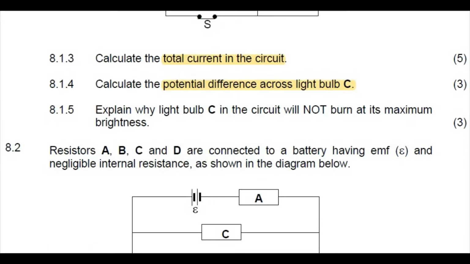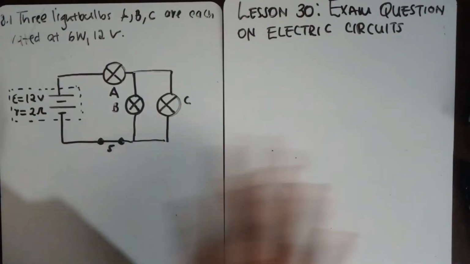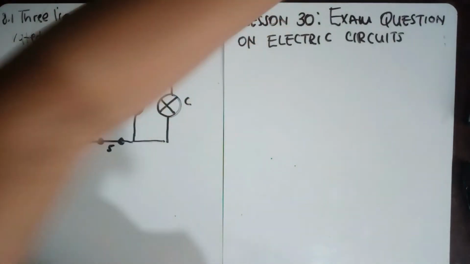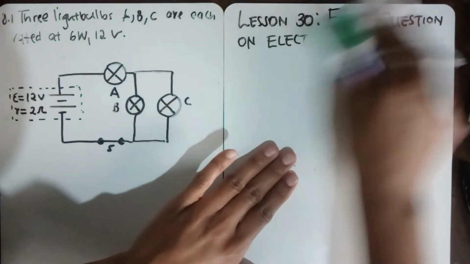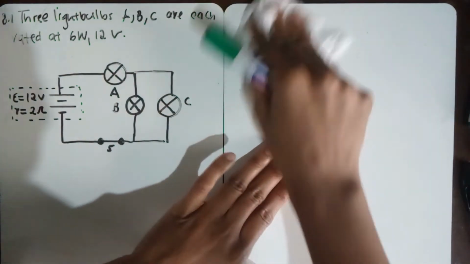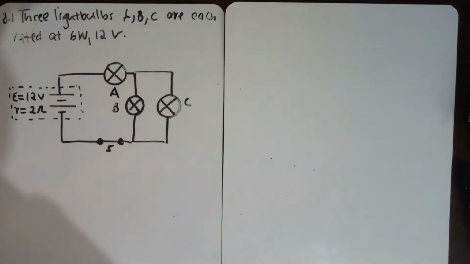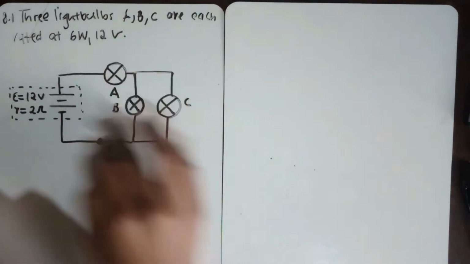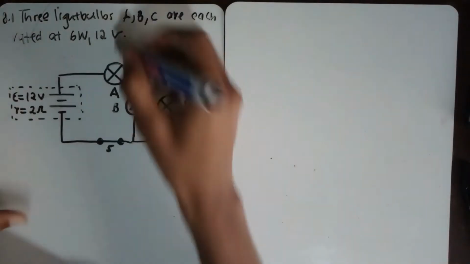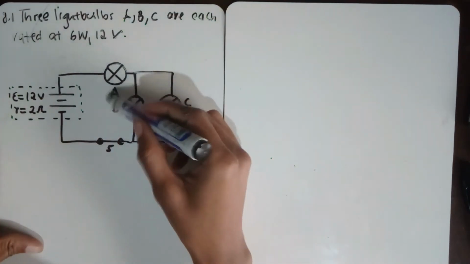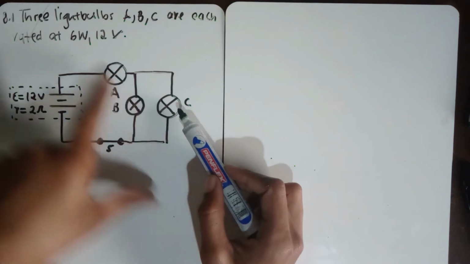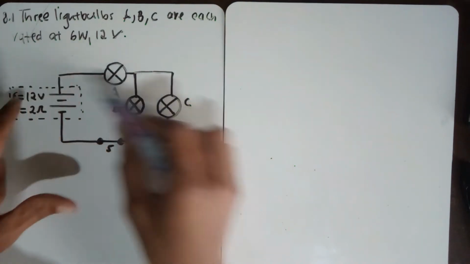Okay, we are on lesson 30, which is us doing an exam question on electric circuits. And as we've already read question 8, we were given 3 identical light bulbs. Remember, light bulbs have a resistance through them, and you will notice that these 2 light bulbs B and C are connected in parallel to each other, and this one is connected in series.